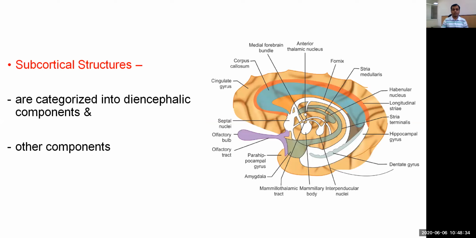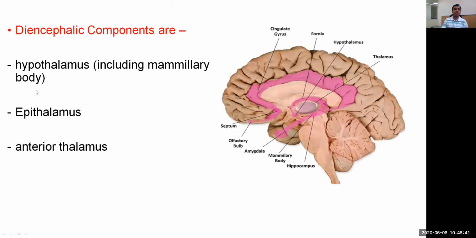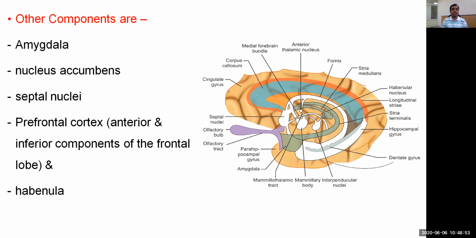Then the subcortical structures are categorized into diencephalic components and other components. Diencephalic components are the hypothalamus, including the mammillary body. As we can see here, this is the hypothalamus part, and these are the mammillary bodies. Then the epithalamus and anterior thalamus. What are the other components? Other components include the amygdala, nucleus accumbens, septal nuclei, prefrontal cortex, and habenula.